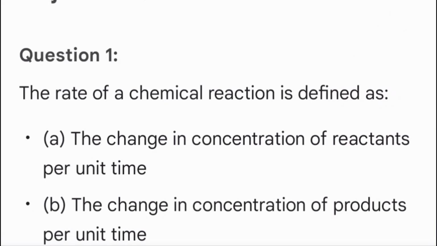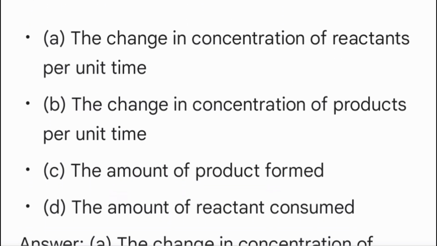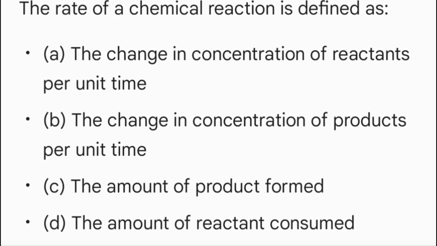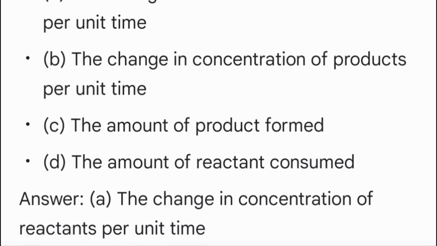Rate of a chemical reaction. Objective questions. Question 1. The rate of a chemical reaction is defined as A. The change in concentration of reactants per unit time. B. The change in concentration of products per unit time. C. The amount of product formed. D. The amount of reactant consumed. Answer. A. The change in concentration of reactants per unit time.